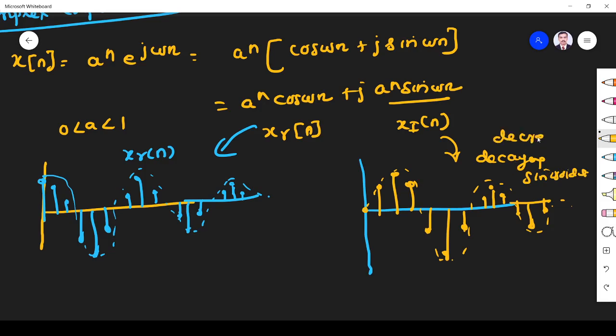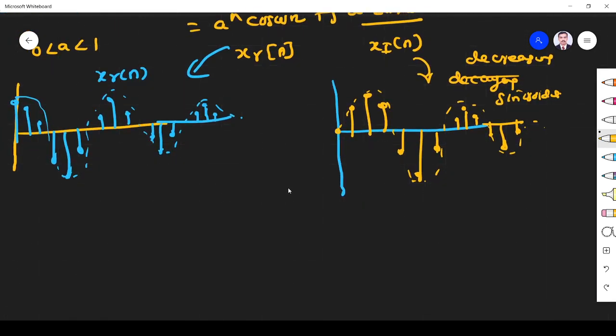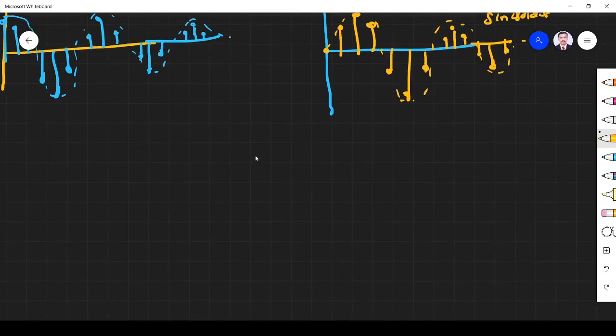Fine, so decreasing. In continuous we say decay, here we will say decrease. So a decreasing sinusoid. Similarly, we can draw for a greater than 1 also. Follow the same procedure I explained in the continuous time signal. So we will have an exponential discrete time signal. Next signal we are going to see is the rectangular sequence.